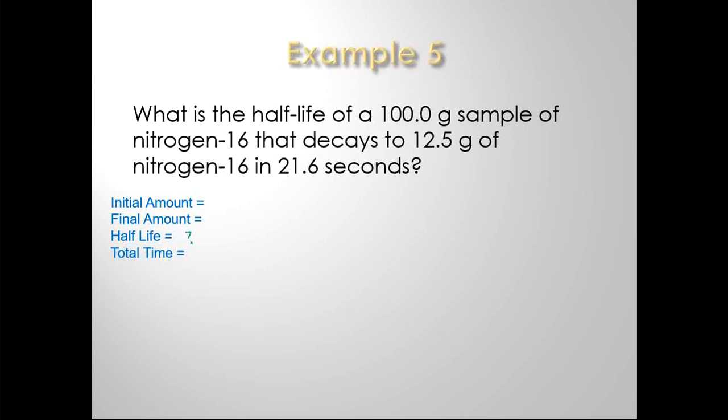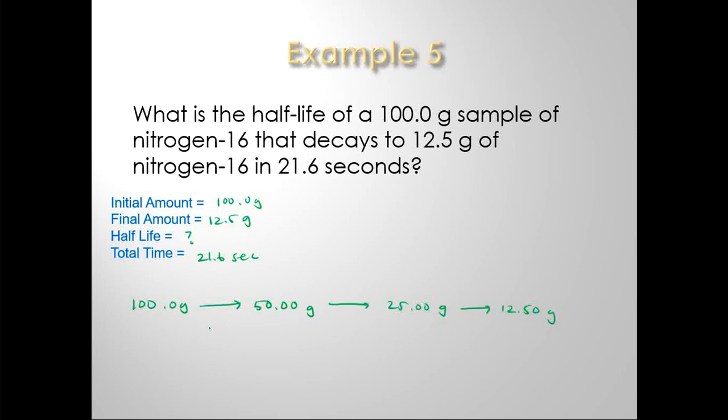This problem is asking for the half-life. You have the initial amount of 100 grams, final amount of 12.5. Total time that has passed is 21.6 seconds. So if they give you the initial amount and the final amount, go ahead and make the number line. So half of 100 is 50, half of 50 is 25, and half of 25 is 12.5 grams. And I know these are easy numbers, and we've been doing 100 a lot as our initial amount, but that's just because this is practice and it's quick and easy.